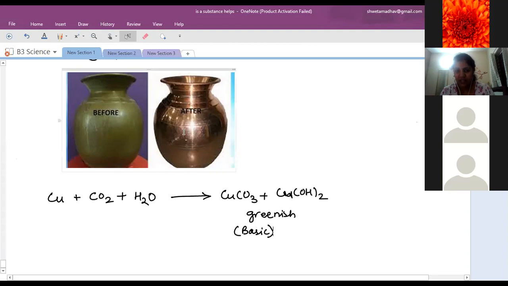And whatever next layer you are able to see, the shiny brown layer, that is the lower layer. The one layer has already washed away. So therefore tarnishing again is non-beneficial for copper.